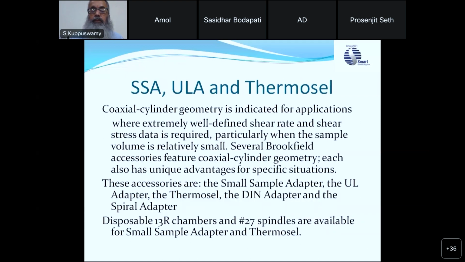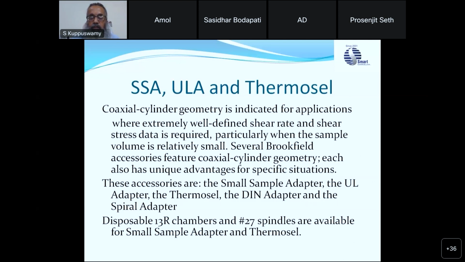Then there are accessories like small sample adapter, UL adapter and thermocell. ULA stands for ultra low adapter. The spindles in these accessories are of coaxial cylinder geometry. So wherever well-defined shear rate and shear stress data is required, you can use this, and wherever the sample quantity is relatively small, you can use accessories like a small sample adapter or UL adapter.